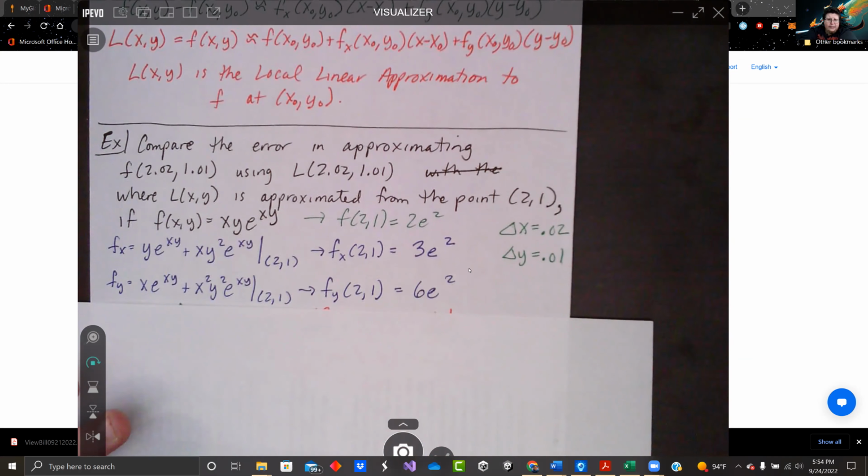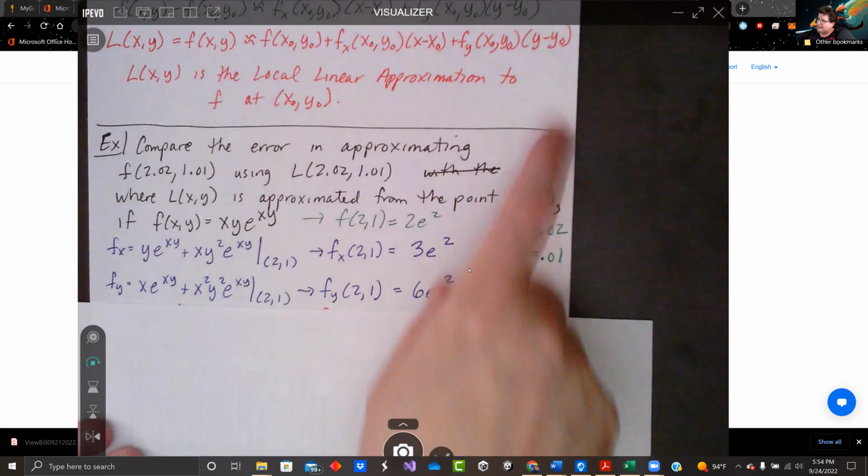And then evaluate at the point 2, 1. We need them evaluated at our point. So the partial of f with respect to x evaluated at 2, 1 is 3e squared. And the partial of f with respect to y at 2, 1 is 6e squared. Notice that delta x is 0.02 and delta y is 0.01. We have everything we need up here.